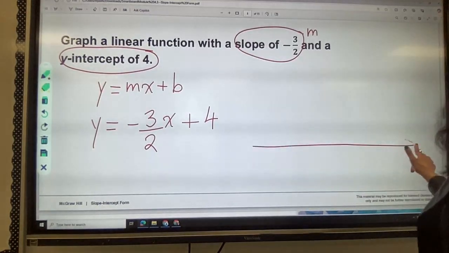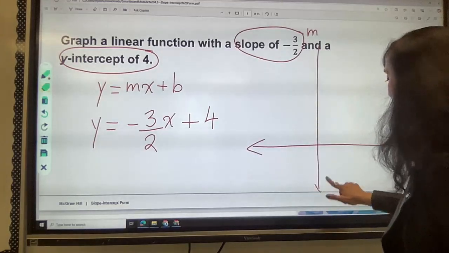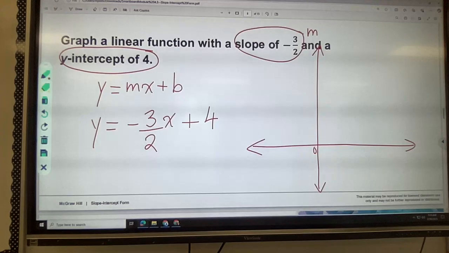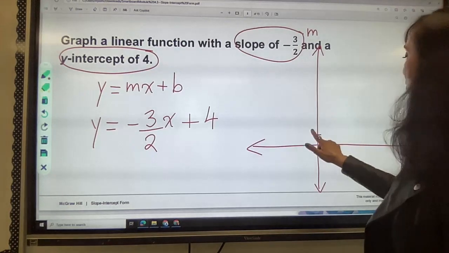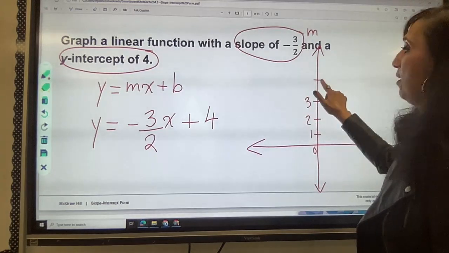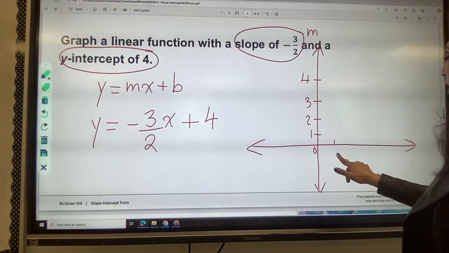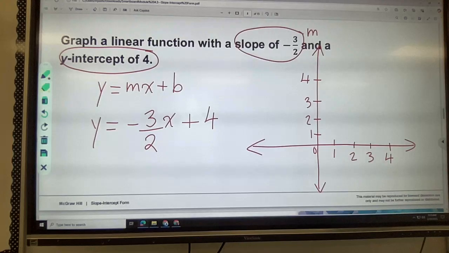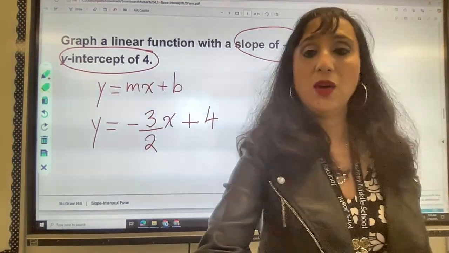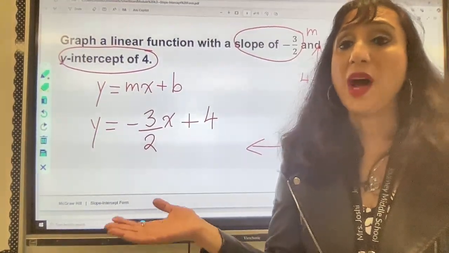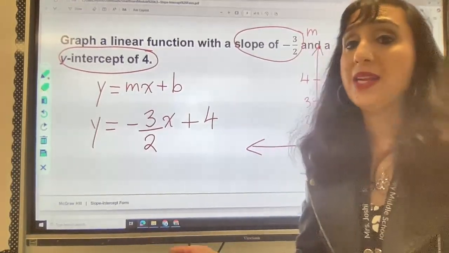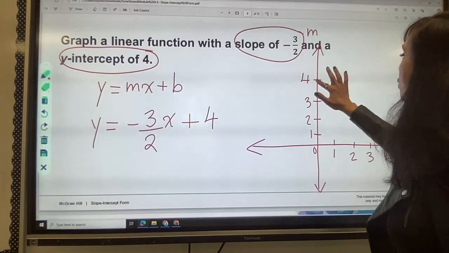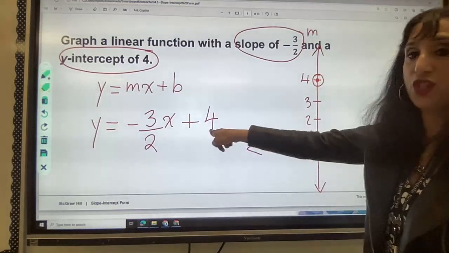And I have my x and I have my y. And I know this is 0, right? And so I am going to do 1, 2, 3, 4. And then we have 1, 2, 3, 4, etc. Okay, and so when I look at this graph, I can see that my y-intercept is 4. So that means that the graph is intersecting the y-axis at 0, 4. So here is my y-intercept, which is this.